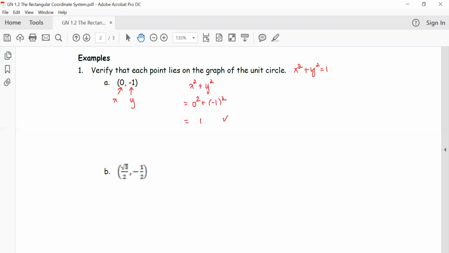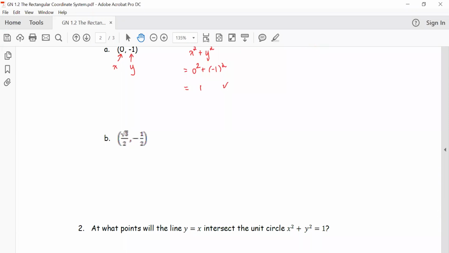The second ordered pair has x equals square root of 3 over 2 and y is negative 1 over 2. So x squared plus y squared equals the quantity square root 3 over 2 squared plus the quantity negative 1 over 2 squared, or 3 over 4 plus 1 over 4, or 1. Check.